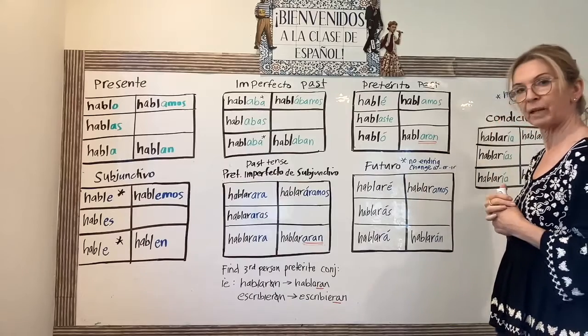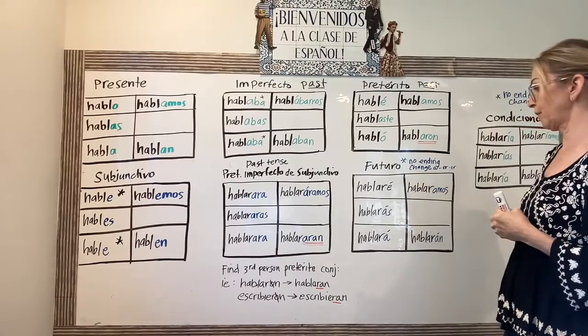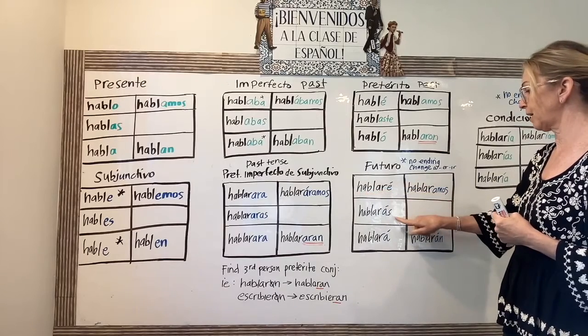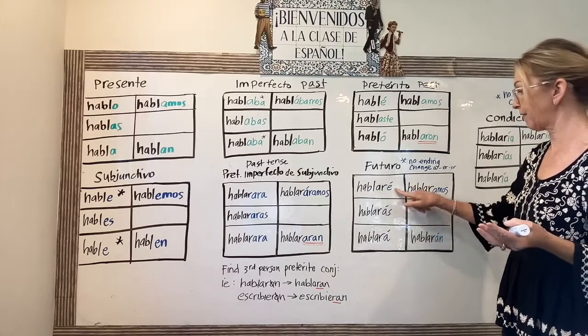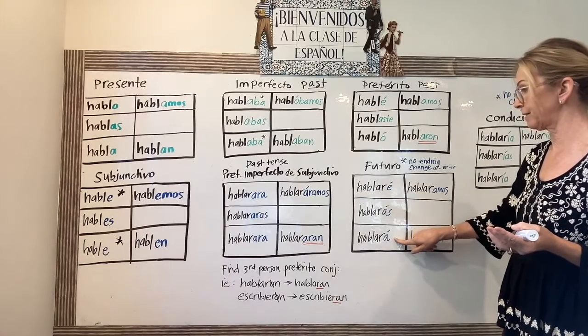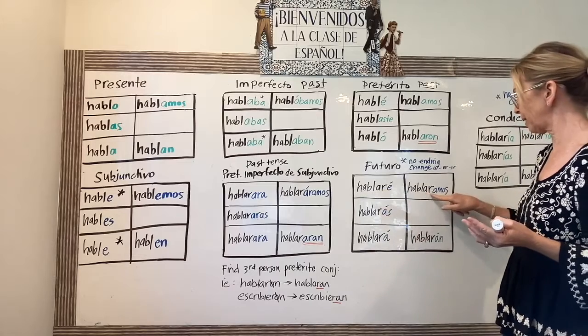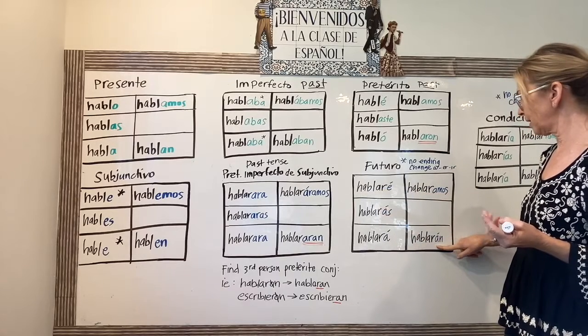So that'll be the difference. The way to recognize a future verb is you see the verb in the infinitive, and then you see an accent on the endings, right? No other verb is going to have an accent on the endings quite like this. Hablaré, hablarás, hablará, hablaremos. This one doesn't have an accent. Hablarán, okay?